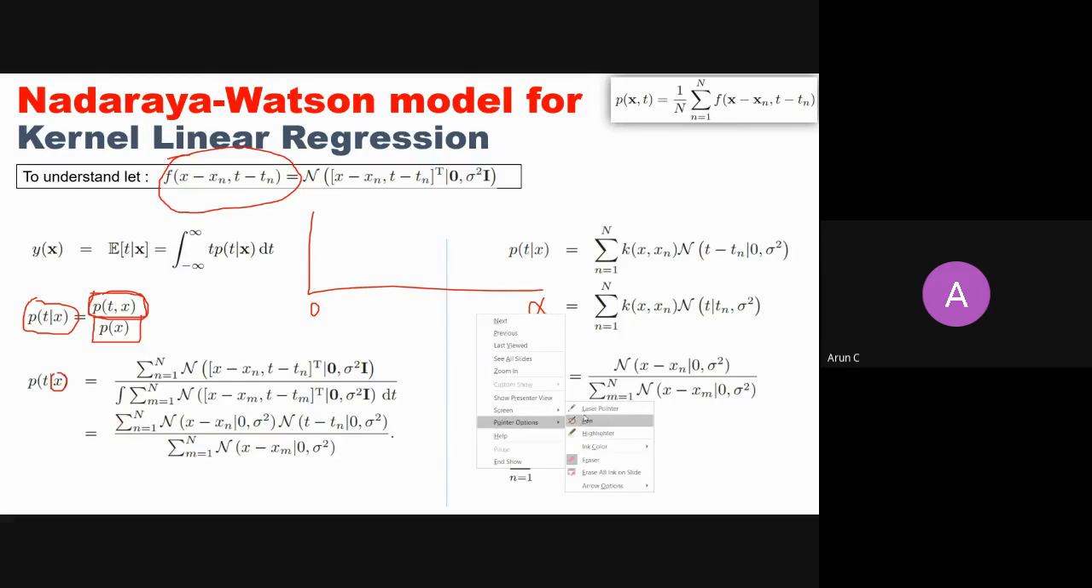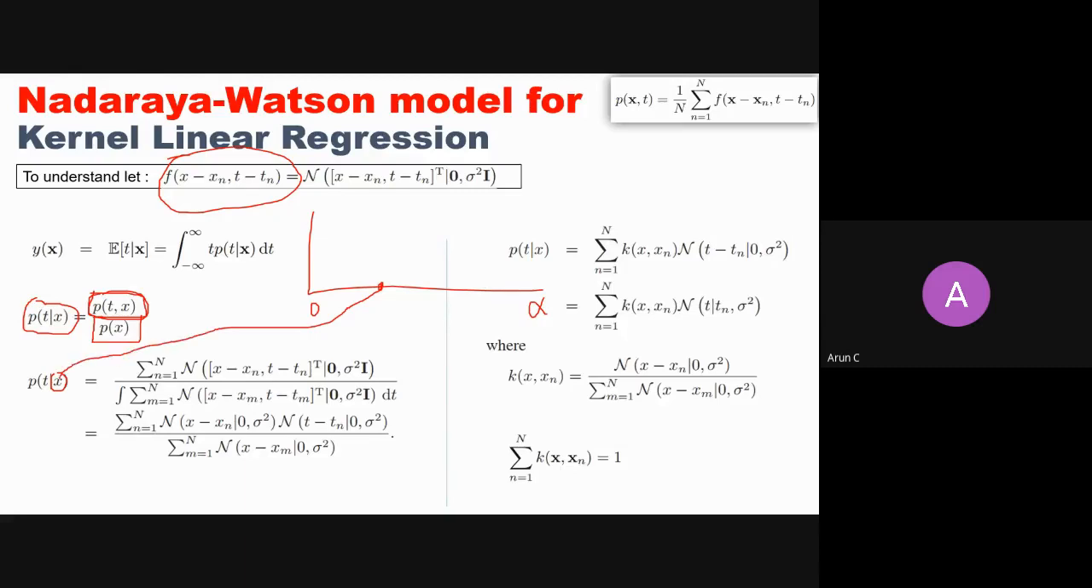Right? So you take any x. Let's say I'm taking this x. I want to predict at this x. Fine. So this is the x where I want to predict. For this x, I will first calculate the density using Parzen window. This is my one sample, this is my second sample, this is my third sample. So first I will calculate the density using Parzen window.